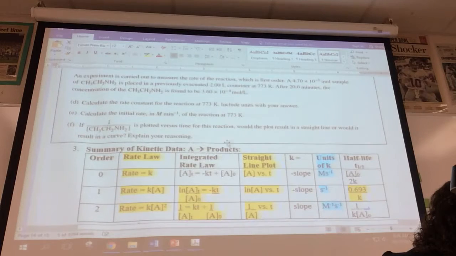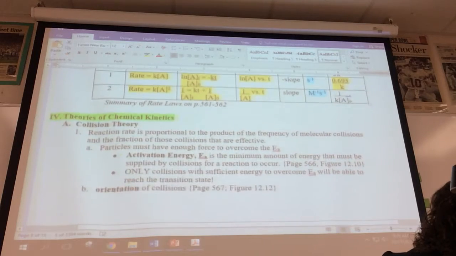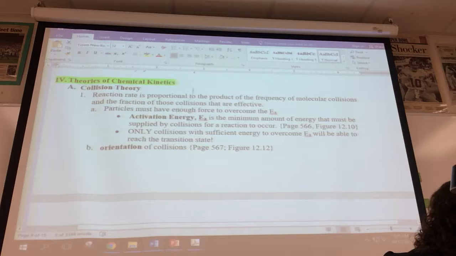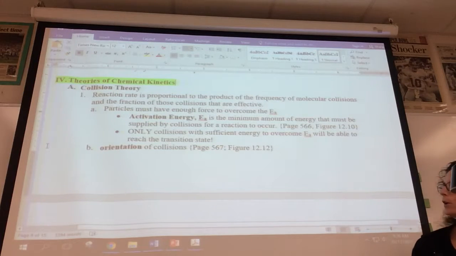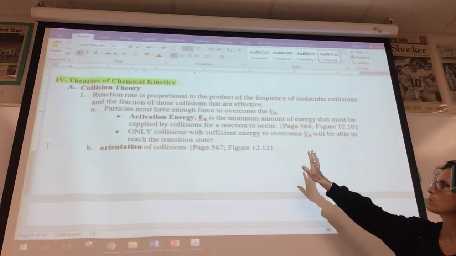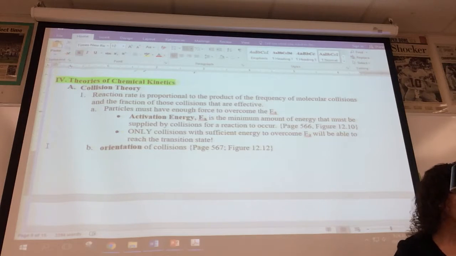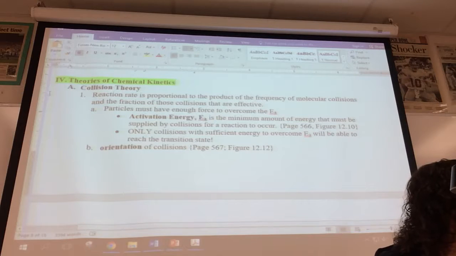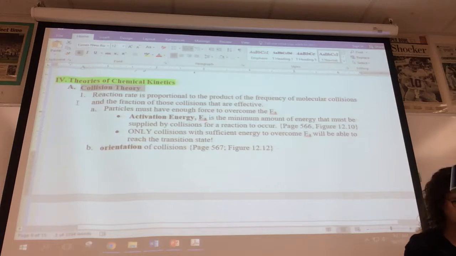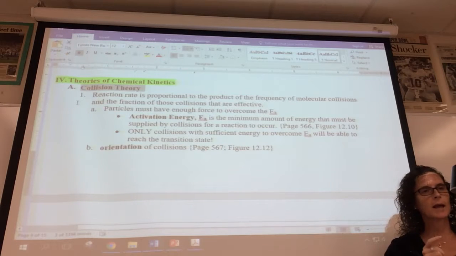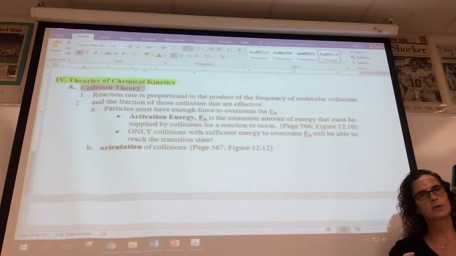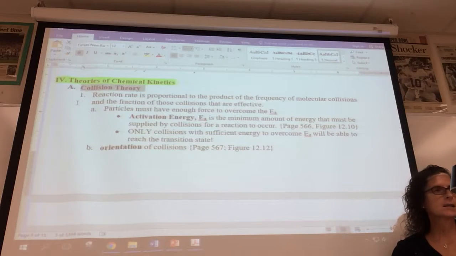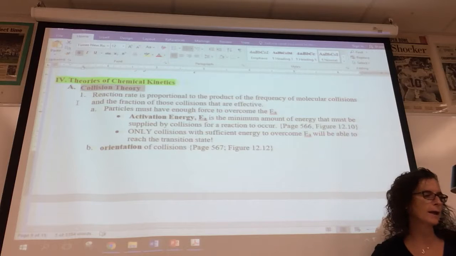We talked about integrated rate laws last time, and your do now showed that some of you recall how to read those different graphs. Make sure you master that. With theories of chemical reactions, or chemical kinetics, the first theory we're going to talk about is the collision theory. And this helps to explain why increases in temperature, concentration, and surface area typically increase reaction rate.